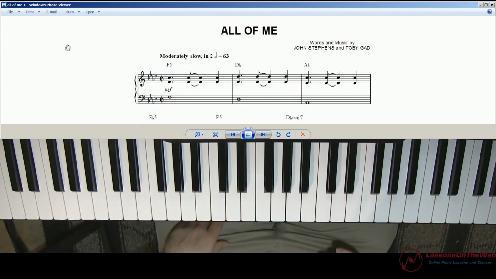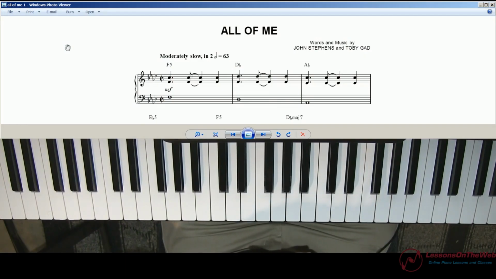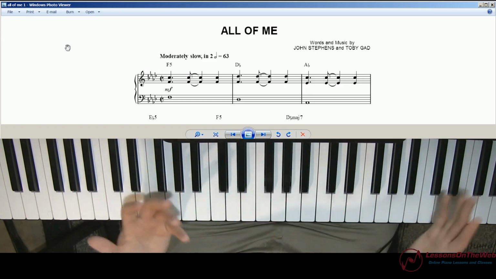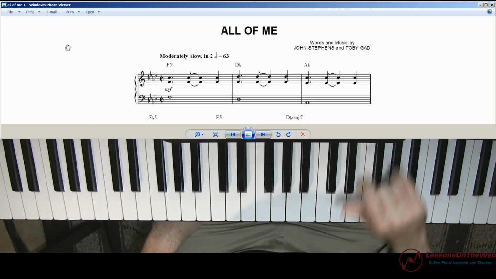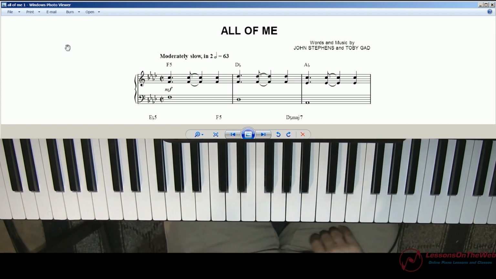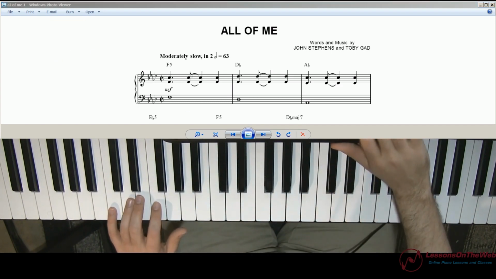So here we are. We have All of Me by John Legend. You can get this sheet music from musicnotes.net, I believe it is. Now you'll have to pay for it since it's a copyrighted song. They're pretty hard to get for free a lot of times, but it is worth it in my opinion. Of course, you don't have to buy it if you want to follow along with the video. That works just as well. So let's get right to it.